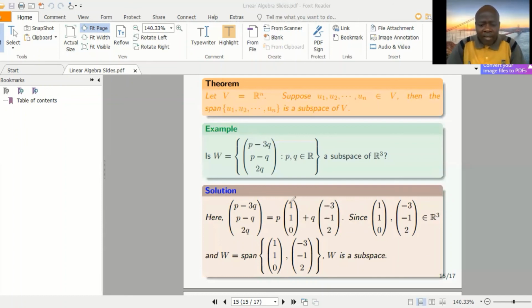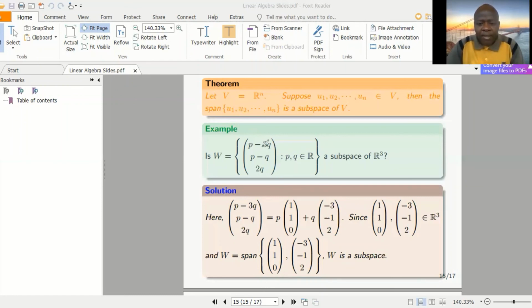But I can see that these two vectors are in R3, and they have been written as a linear combination of this other vector. So that means the two vectors span R3. And if they span R3 and W equals the span of that, it means that this W is a subspace. And that is one way of doing it.